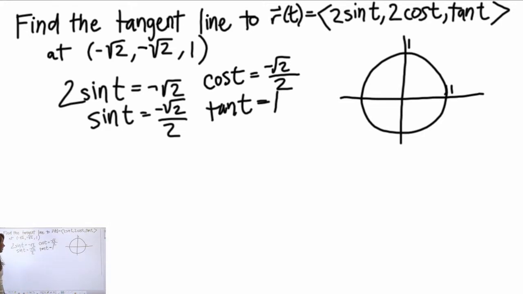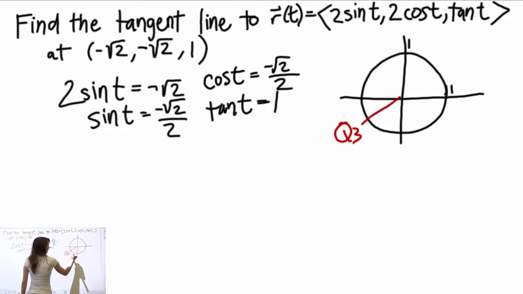Well, we know that sine and cosine are both going to be negative, which means we have to be here in quadrant 3. And we also know that for tangent to be equal to 1, the sine and the cosine have to be the same. And that happens right here at 5 pi over 4.